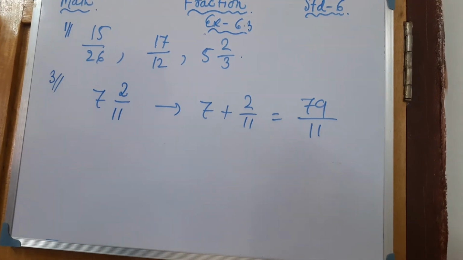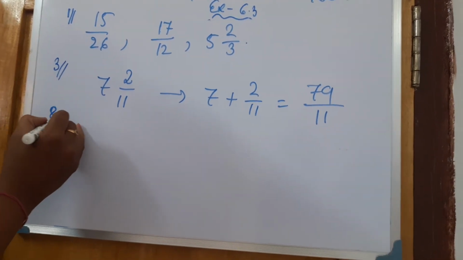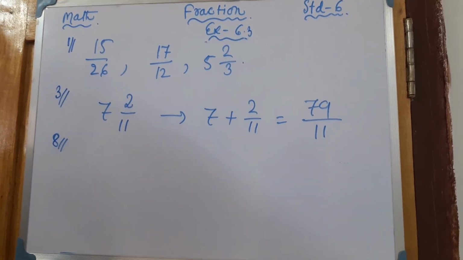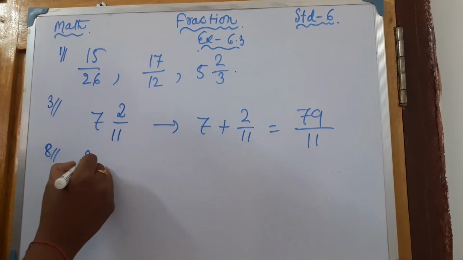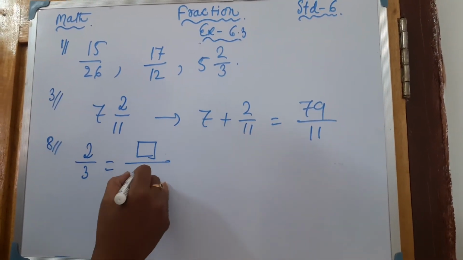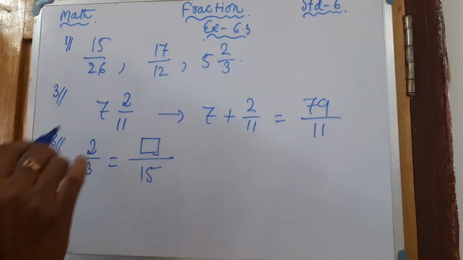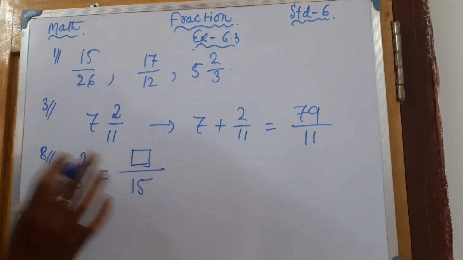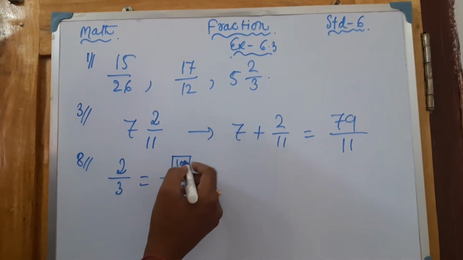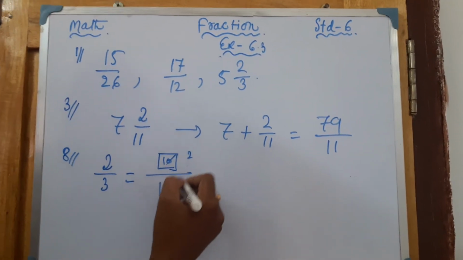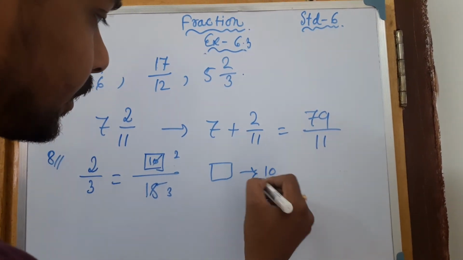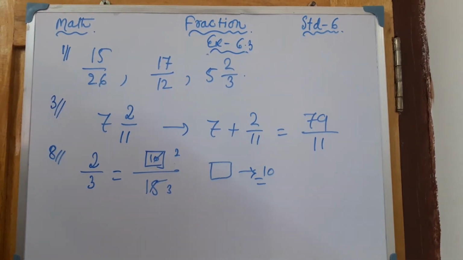Now I am coming to question number 8. Replace the box in each of the following by the correct number. So 2 by 3 is there, one box is given, and 15 is given. If you write, check that this side and this side must be equal. If you place 10 here, then what will happen? It can be cut by 5, so 2 will come, 3 will come. So this box can be replaced by 10. So 10 will be the answer. Next question.